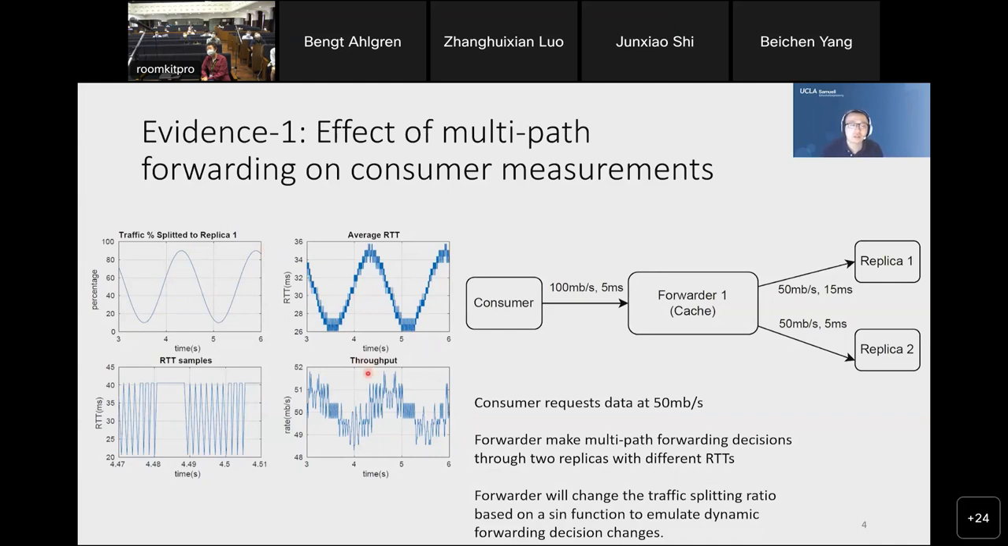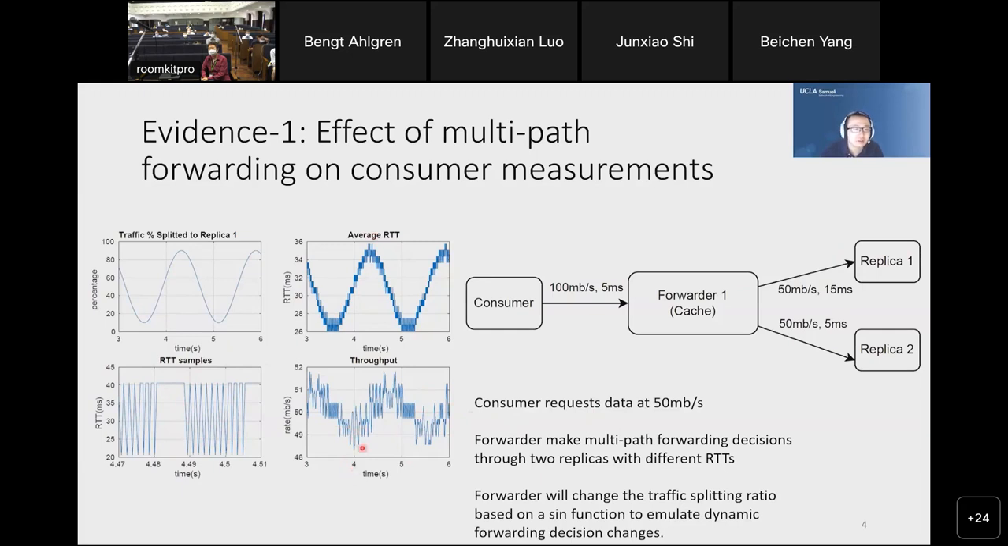And the result of what the consumer will measure is shown on the left. You can see that for round trip time samples, it basically sees the interleaving round trip time of each path as expected. And if we average those round trip time samples, the results basically represent how the traffic is split across the two paths. And looking at the consumer measured throughput, you could also find that when the forwarder is moving more traffic to the longer round trip time path, the throughput the consumer measures decreases.